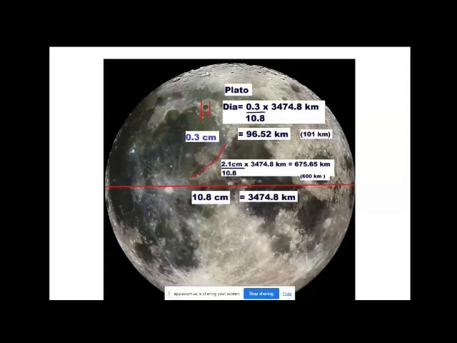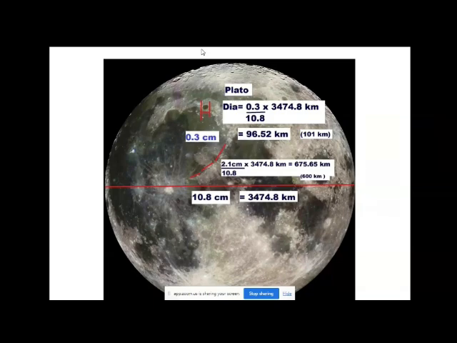I have measured the diameter of the Moon as 10.8 centimeters, and I know the actual diameter of the Moon from the previous experiment, or you have taken the data from the website also. It is 3474.8 kilometers, and I have measured the diameter of the Plato crater as 0.3 centimeter. So just relating these two values, we can get the actual diameter of Plato.